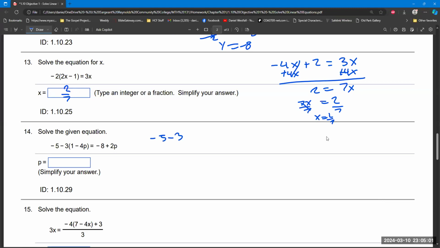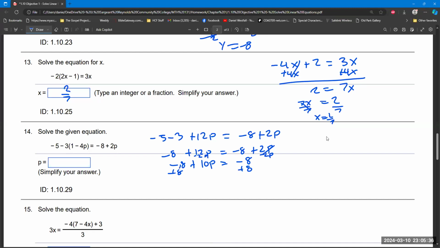Negative 5 minus 3 plus 12p is equal to negative 8 plus 2p. Negative 8 plus 12p is equal to negative 8 plus 2p. So negative 8 plus 10p, when I bring my p's to the left, is equal to negative 8. Let's just show that step, minus 2p minus 2p. And then when I add 8 to both sides here, 10p is equal to 0. Divide by 10, and p is equal to 0.